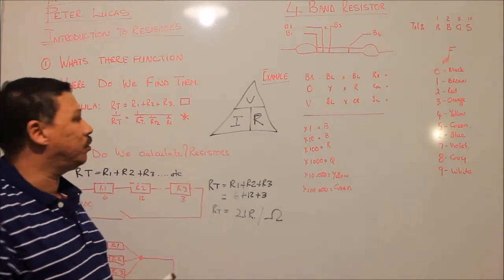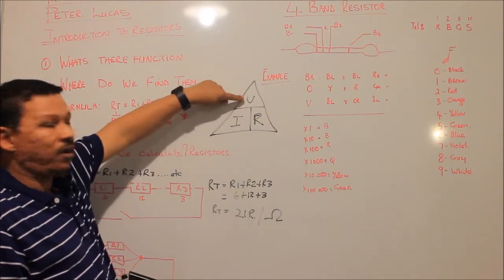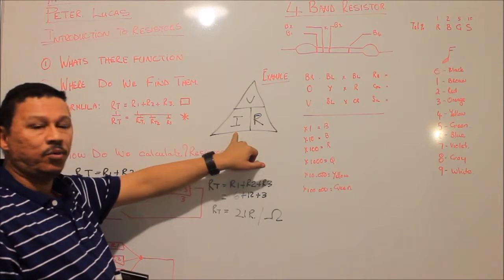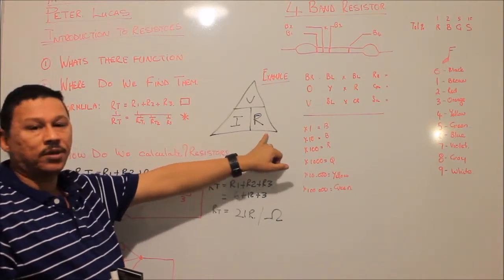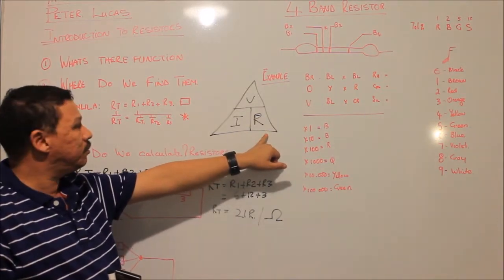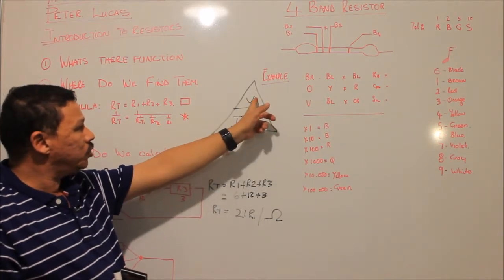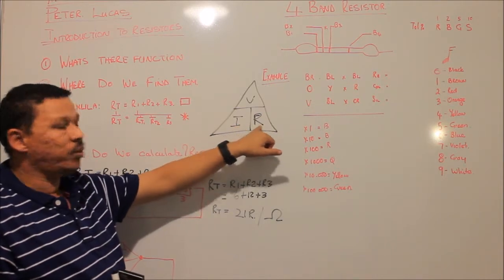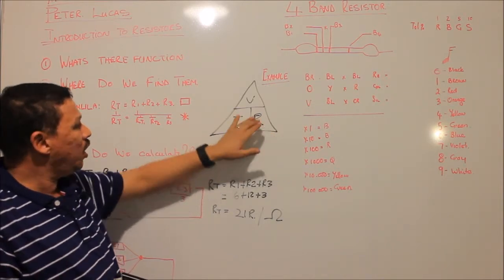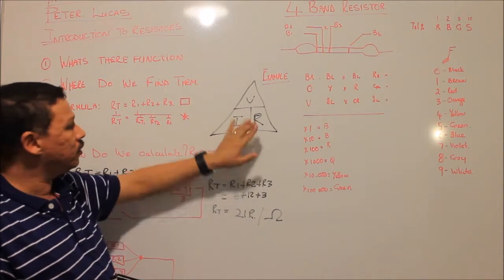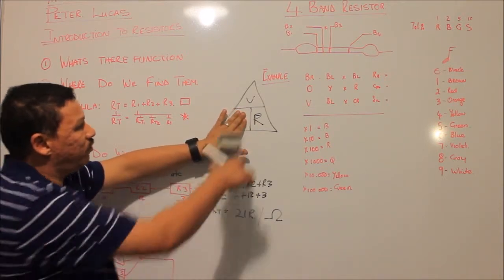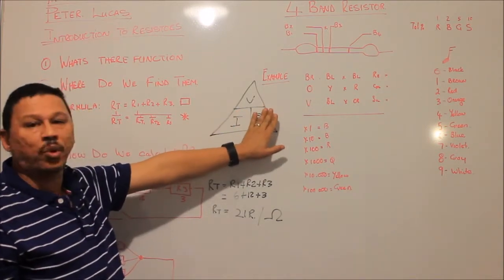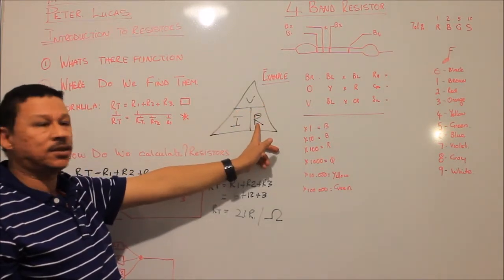Let me explain this to you. On top we have V, which represents volts. At the bottom we have I, which is current. And on the other side we have resistance. So if we want to find out what is the voltage, we multiply the current with the resistor. If we want to find out what is the current, we divide voltage over resistance. The same goes if we want to find out what is the resistance.